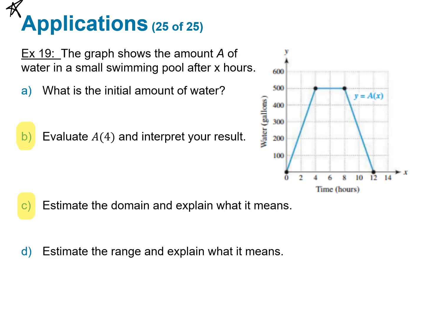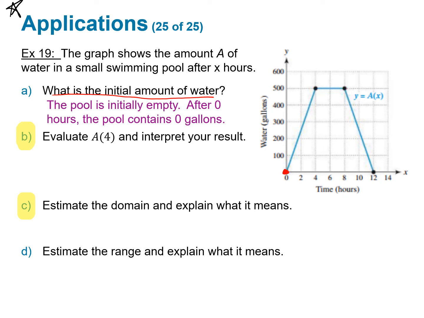All right, number 19, asterisk, star, star. Let's do it. The graph shows the amount A of water in a small swimming pool after x amount of hours. So when you started off at 0 time, there was no water in the pool. So what is the initial amount of water? None. The pool was empty. And then if we read this, it's like, okay, we're filling up the pool. And it looks like it took 4 hours and we stopped at 500 gallons of water.